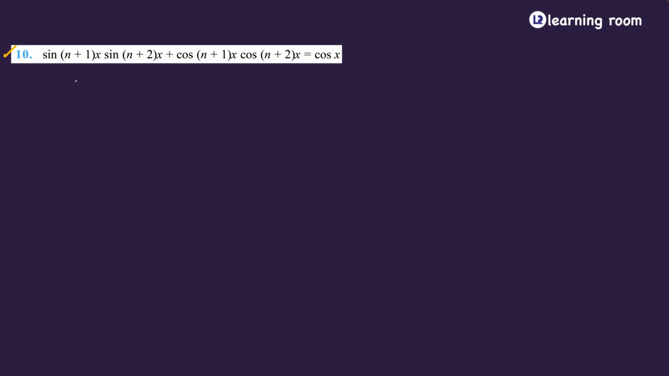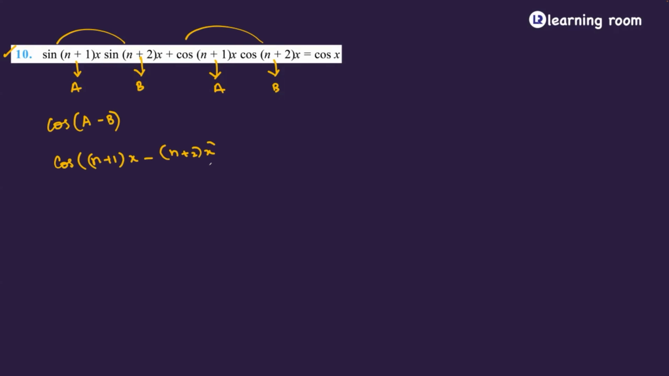So if I take (n plus 1) into x as a and (n plus 2) into x as b, here it is going to be a, here it is going to be b. So sine into sine plus cos into cos is cos of a minus b. So cos of a is (n plus 1) into x, minus b, which is (n plus 2) into x.